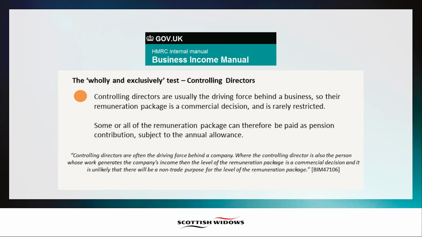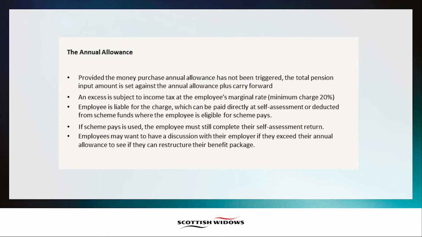One-person companies then should not have to consider whether an employer contribution is justifiable. They generate the company's profits and can pay any amount they like to themselves, but their contributions will be limited by the annual allowance. And finally, we'll look briefly at the annual allowance consequences. Provided that the money purchase annual allowance has not been triggered, the total pension input amount, including personal defined benefit accrual, is set against the standard or tapered annual allowance plus any available carry forward. If there is an annual allowance excess, a tax charge arises.